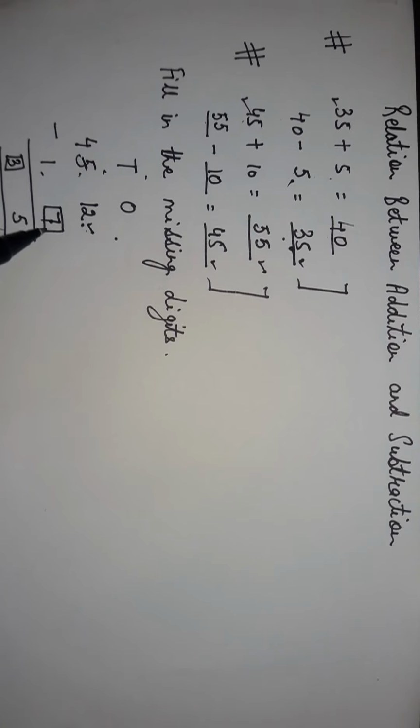Again I repeat, here we need to fill in the missing number. Here it is 2 and here it is 5. So 12 minus 7 equals 5, and here we get 4 minus 1 equals 3. So your answer is 35.